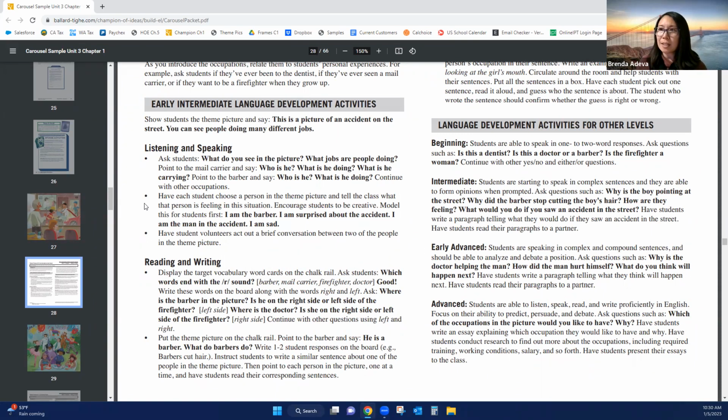So again, this is just an example of how our materials at Ballard and Tighe can be used in a multi-level classroom and really give you what you need there and still be flexible enough for you to create or do different things to provide depth for multi-level.